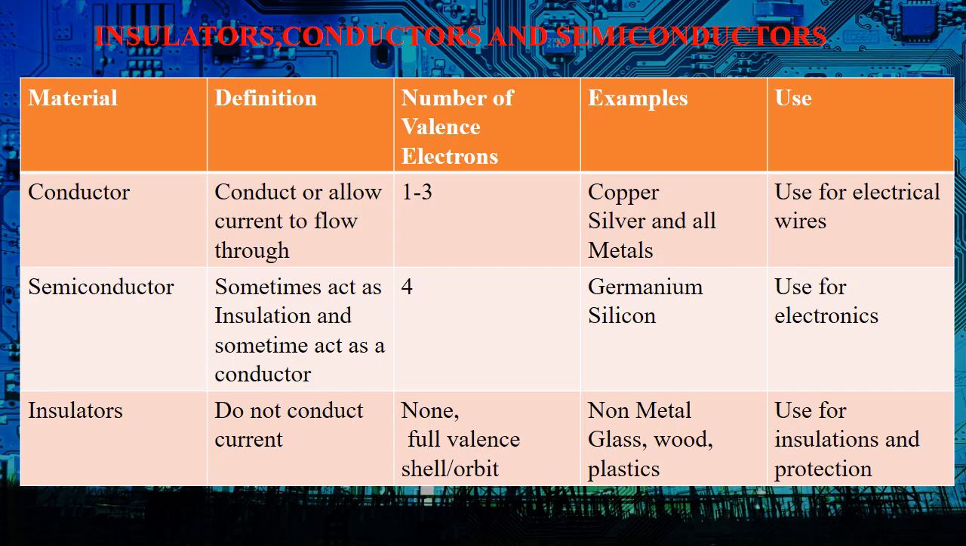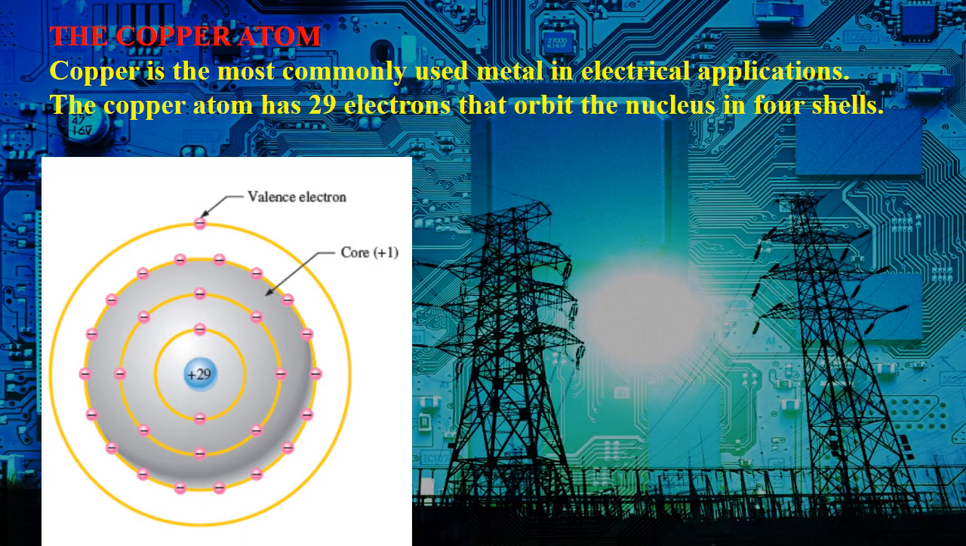Insulators, they do not conduct electricity. They don't have any free electrons. Their orbit or their shell is full. Examples of insulators are mostly non-metals. They are used for insulation and protection, like insulation of wires and all this, just to protect the flow of electricity. So these are the differences.